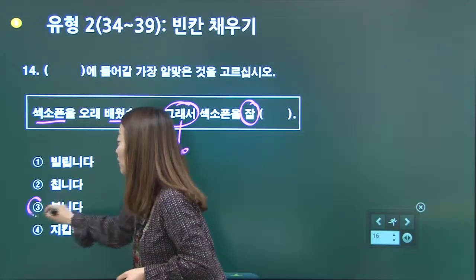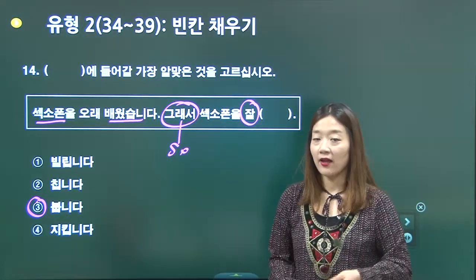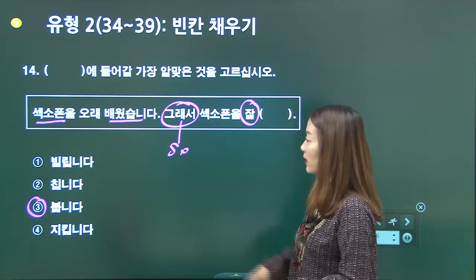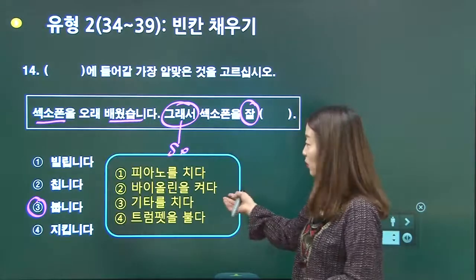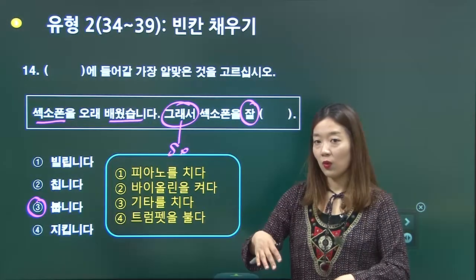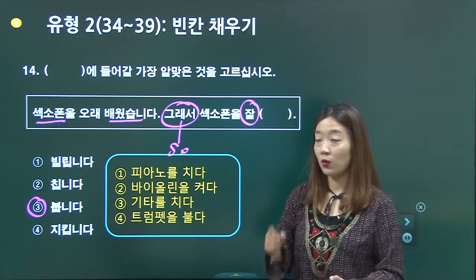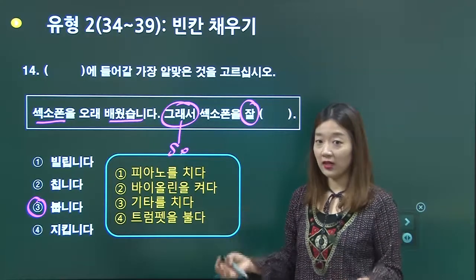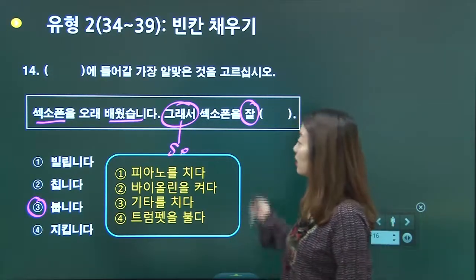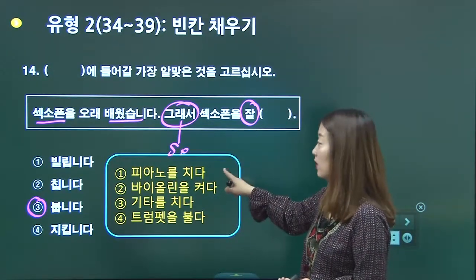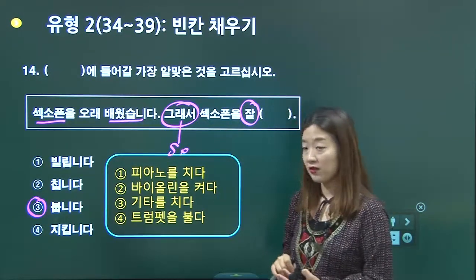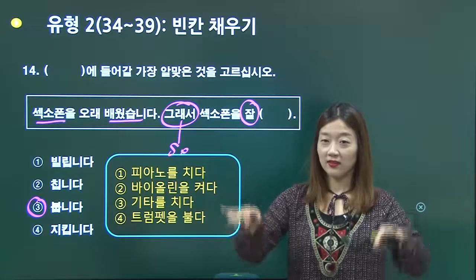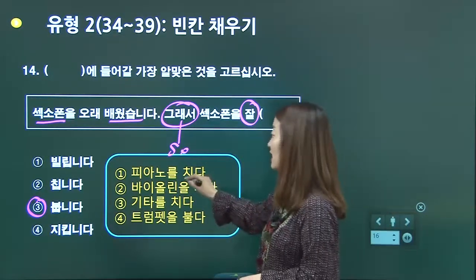So the best answer is number three. I know you may be confused about this expression, so I will let you know more. In English, you can use only one verb, play, with musical instruments, right? Play the piano, play the violin, play the guitar. But in Korea, we have different verbs for musical instruments, all right? First, piano. The action looks like that. Ding, ding, ding. So we can use the verb 치다.